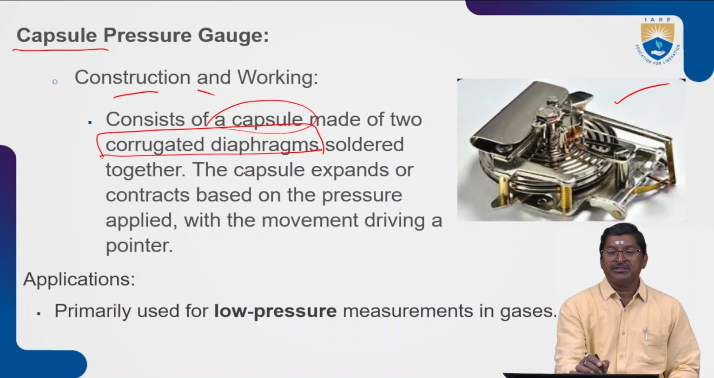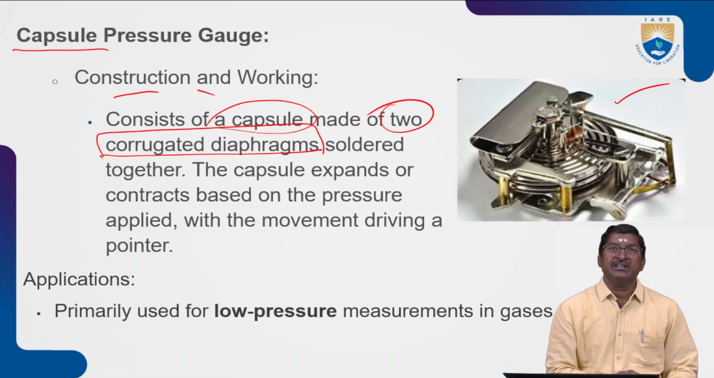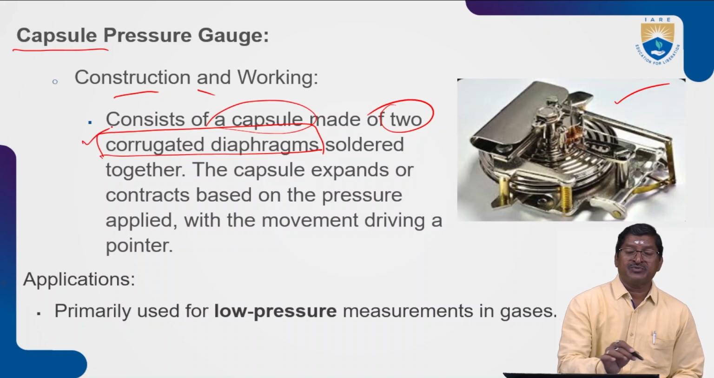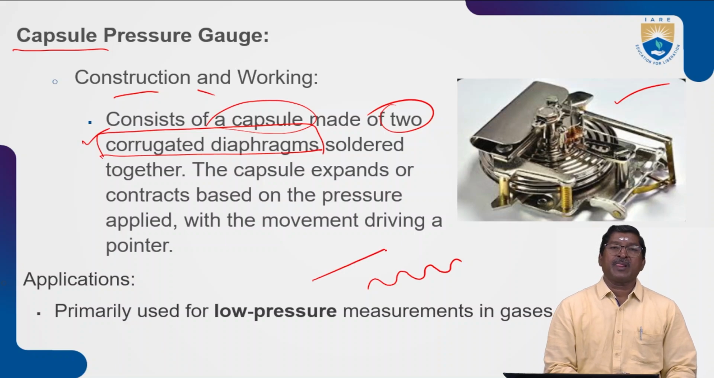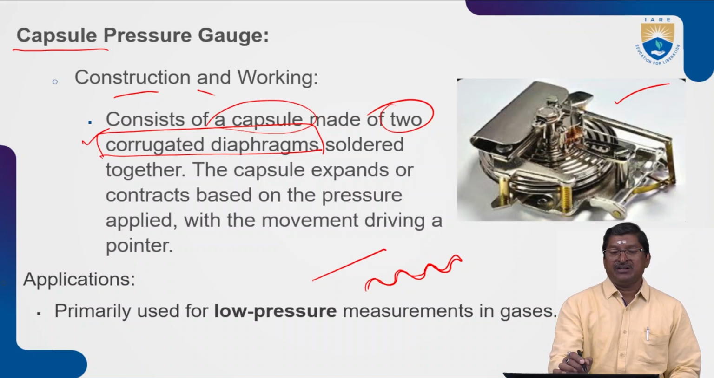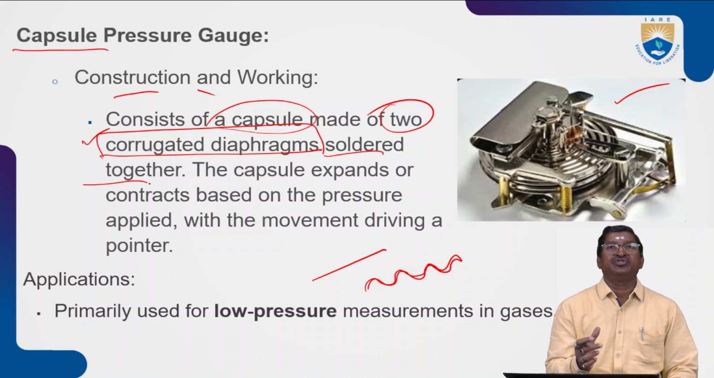Here, two diaphragms are there. In the diaphragm pressure gauge, only a single diaphragm is there; in the capsule pressure gauge, two diaphragms are there, and these diaphragms are corrugated. What is the meaning of corrugated? The plain membrane is the diaphragm pressure gauge, and this capsule pressure gauge has corrugations, like this. This is a corrugated thin sheet, and these two corrugated diaphragms are soldered together, meaning attached or welded.